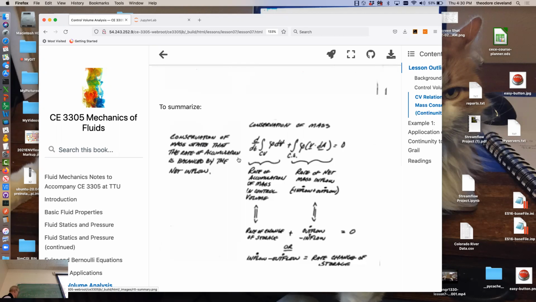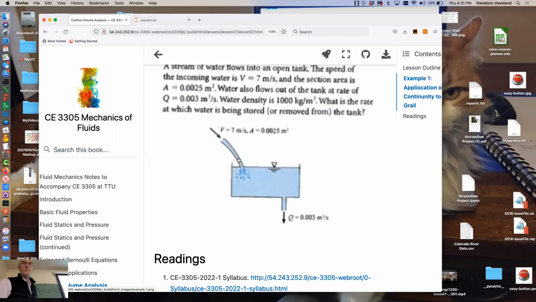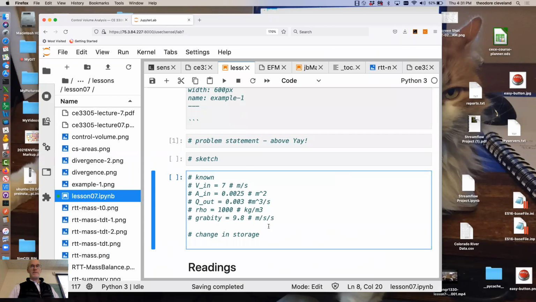What's next? It's about as far as we can get with letters of the alphabet. It's asking us, actually forget what the problem is. What is the rate at which water is being stored or removed from the tank? So at this point, we have to go ahead and put in the numbers. So V is 7, A is 0.0025, minus 0.003. If we did that arithmetic, we would have the rate of change. Let's go ahead and go back and just script it into our code.